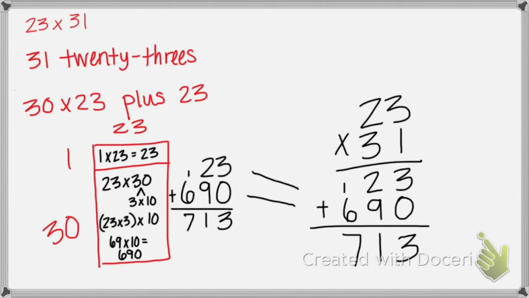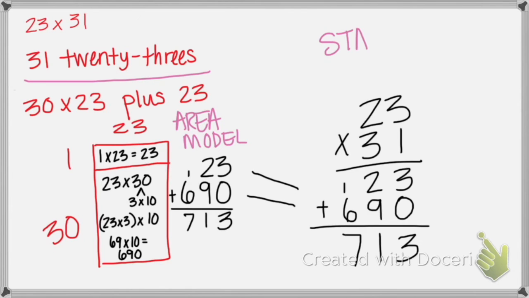Let's look at 23 times 31. We can think of this as 31 23s. This is a concept that we learned in Lesson 4. When we think of it in this way, we can then see that we can do 30 23s plus one more group of 23. We're taking our 1 times 23 and then our 30 times 23, and we get 23 and 690 as our partial products. Then we're comparing that to the standard algorithm.